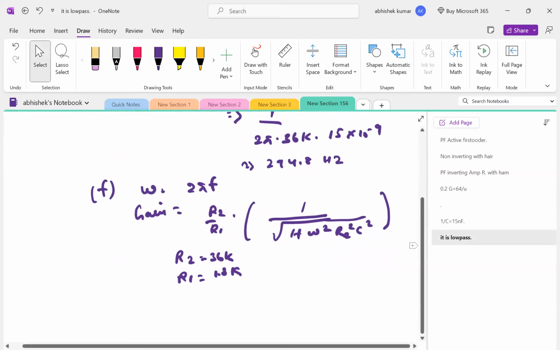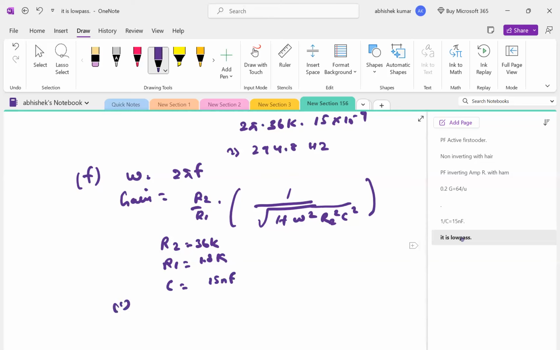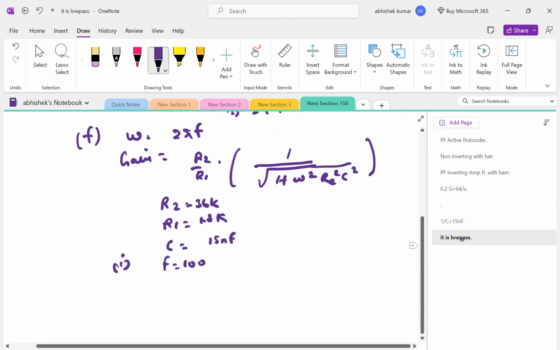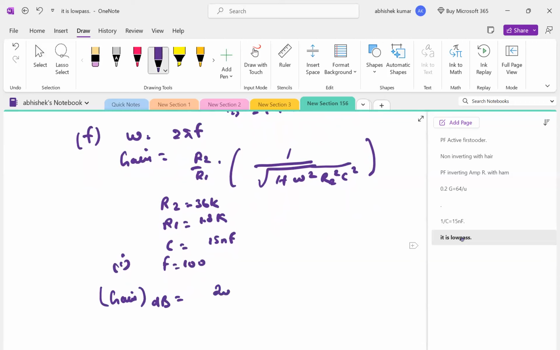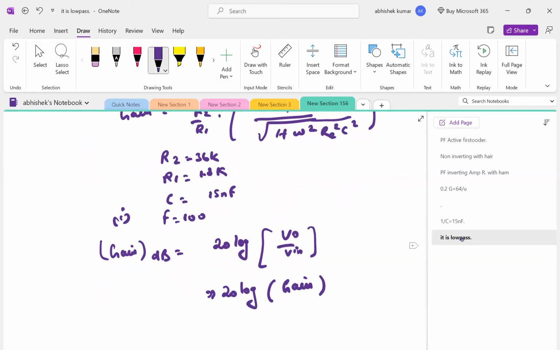R1 value is given to you. We just do the Vo by Vi we got. Now the magnitude we are finding, right? Yes, this will be the magnitude, and C value is given as 15 nanofarad, and for f equal to 100 you have to find it. After that you have to calculate it in dB. You know how to calculate in dB, right? Gain in dB is nothing but 20 log of V output by V input. It means 20 log of this gain. Any doubt? No doubt. That's totally fine.